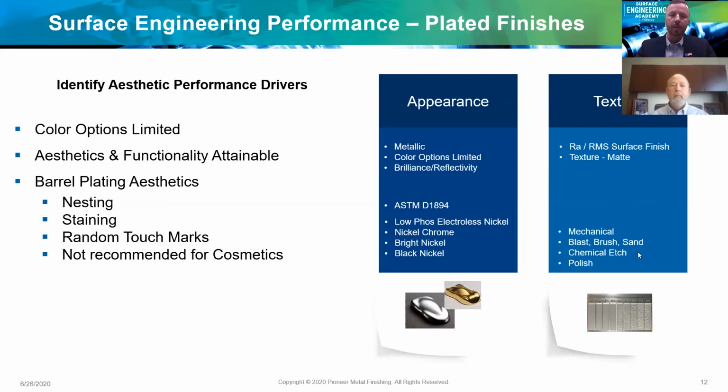So brilliant shine or luster is created by polishing or pretreatment of the base metal to create a smooth surface, as well as a matte appearance being created by roughening the surface. So typically the ability to control reflectivity is most common with aesthetics relative to plating.